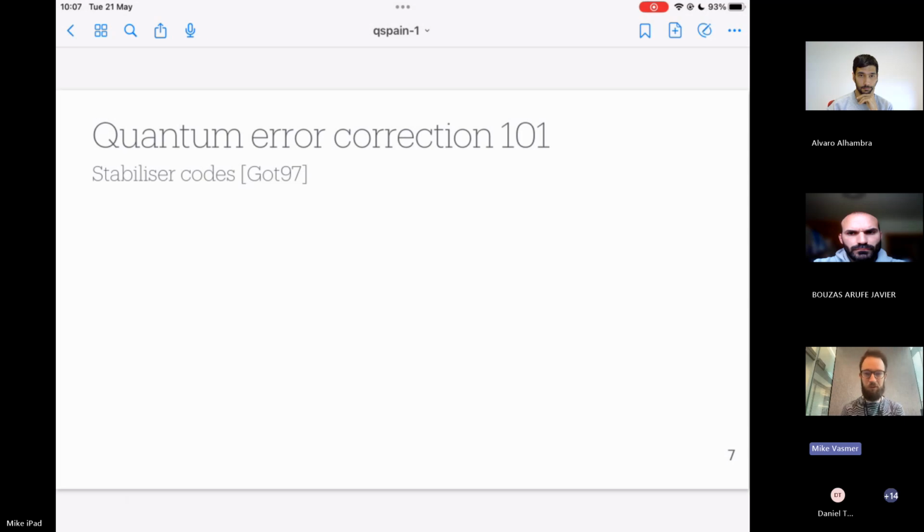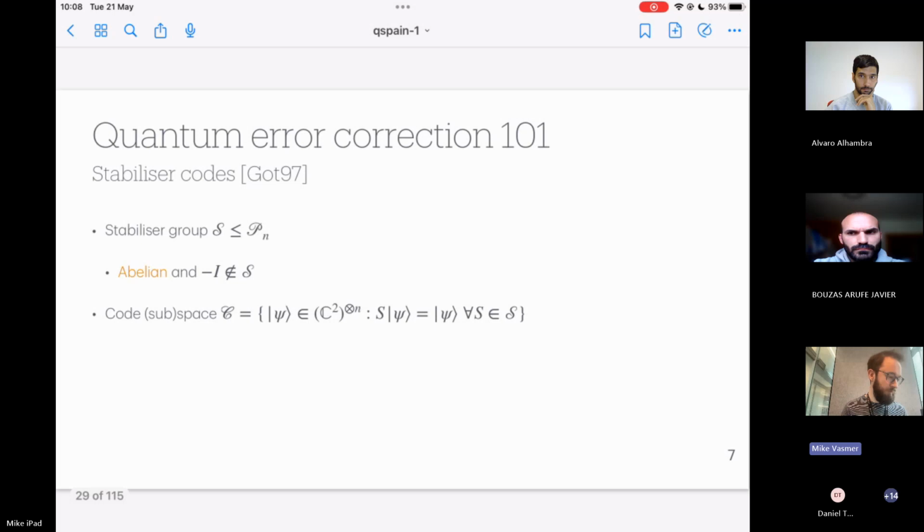These were proposed by Gottesman, and they're really the most widely studied class of quantum error correcting codes. And if you know a bit about classical coding theory, they're like the quantum version of linear codes. So the way the definition goes is we take the Pauli group, script P n, and we take a subgroup, S. And this subgroup has two properties. It's abelian, so all the elements of the subgroup commute with all the other ones, and also minus identity is not in the subgroup.